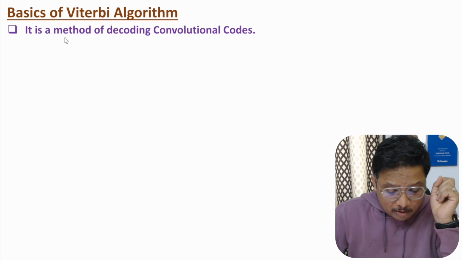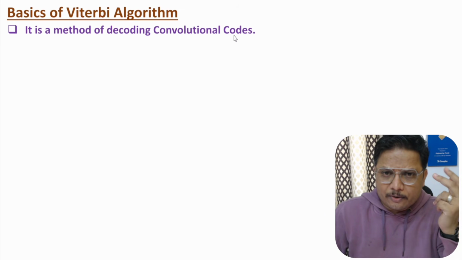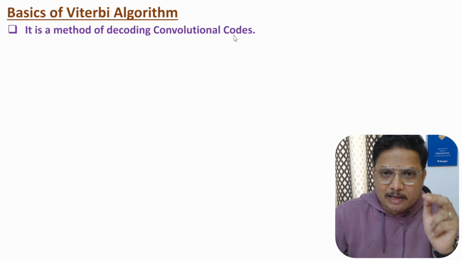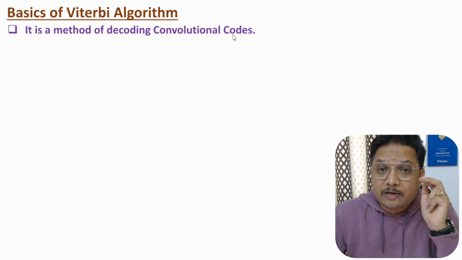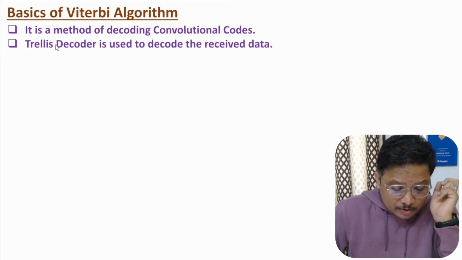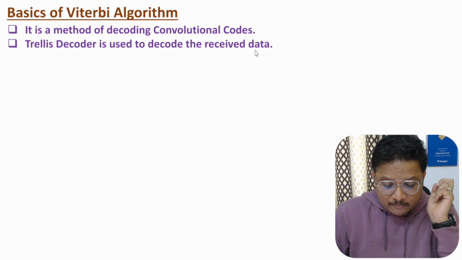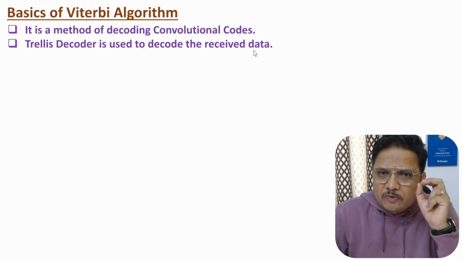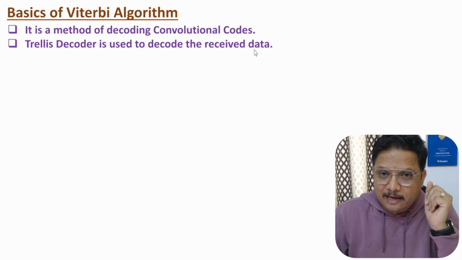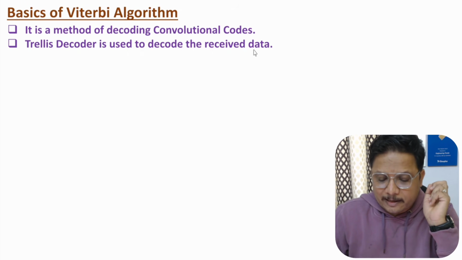See, it is a method of decoding convolutional codes. In my last video, I discussed convolutional codes. One should know the Viterbi algorithm is used to decode convolutional codes, right? Using a trellis decoder, we can decode the received data. So here what we will be doing is using the trellis decoder to decode the data. That I will even explain with one example that will give you more clarity.